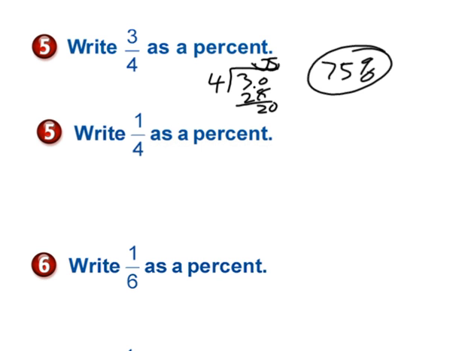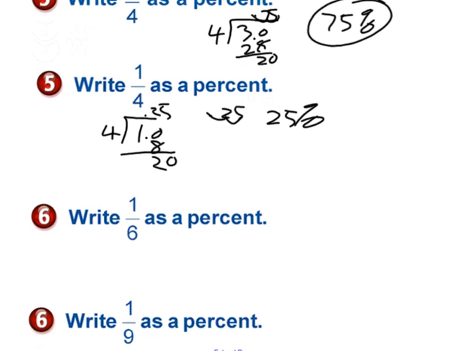1/4, again, I actually write it as a decimal. 4 will go into 10 2 times, that would be 8. Subtract, get 2, 4 will go into 20 5 times, so it's 0.25 as a decimal. I move the decimal 2 places, so it'd be 25%.